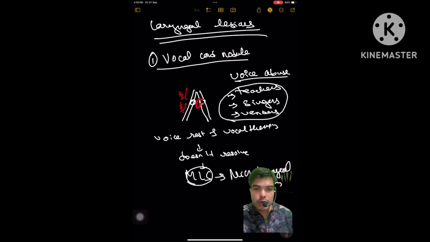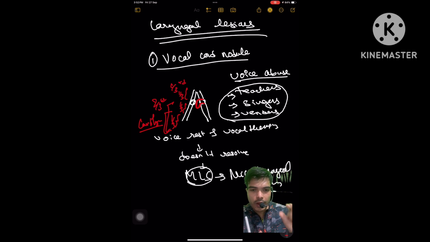Your whole vocal cord is divided into anterior one-third, middle one-third and posterior one-third. Basically your posterior one-third is the cartilaginous area, so it can be said that it is the posterior two-thirds and anterior one-third, or it can be said the junction between the anterior one-third and the middle one-third. These are different ways of saying it, but the understanding is the same.